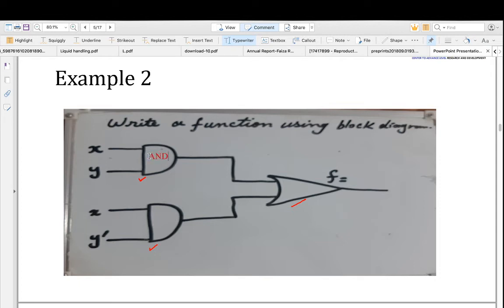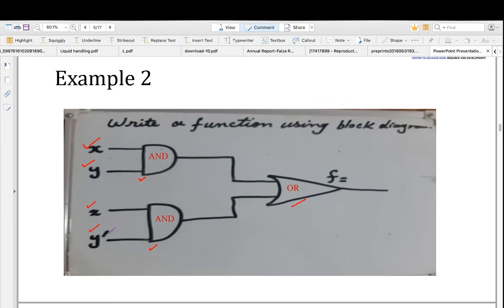Always write in capital letters. So this is AND gate. And which gate is this? This is OR gate. This step is complete. Now we will see how many inputs are there. First AND gate has two inputs, that is X and Y. Second AND gate also has two inputs, that is X and Y dash or Y complement.